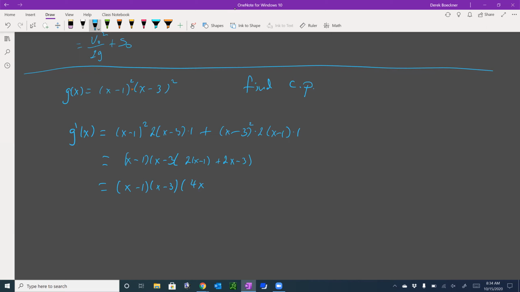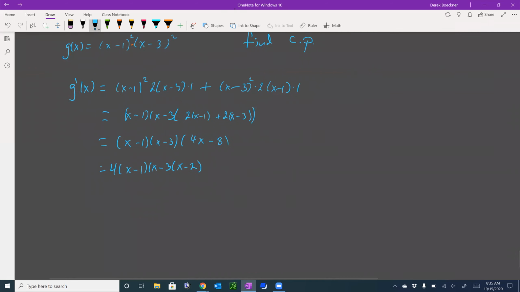So this looks like x minus 1, x minus 3 times 4x minus 2 and minus, oops, that should be there, right? A 4x and a minus 6 and a minus 2 is a minus 8. So G prime equals 0 at x equals 1, 2, and 3. Those are my critical values.